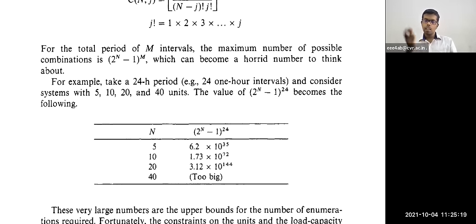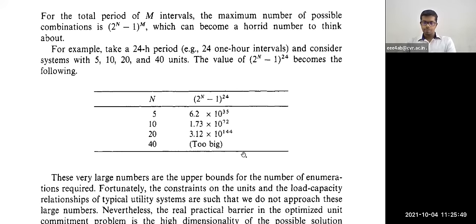With pen and paper, I think it might take more than a month. Even if you work 20 hours a day, you can't solve that problem even in a month. So this many combinations are there to solve for 40 generating units. Now you can know how complex the unit commitment problem is.